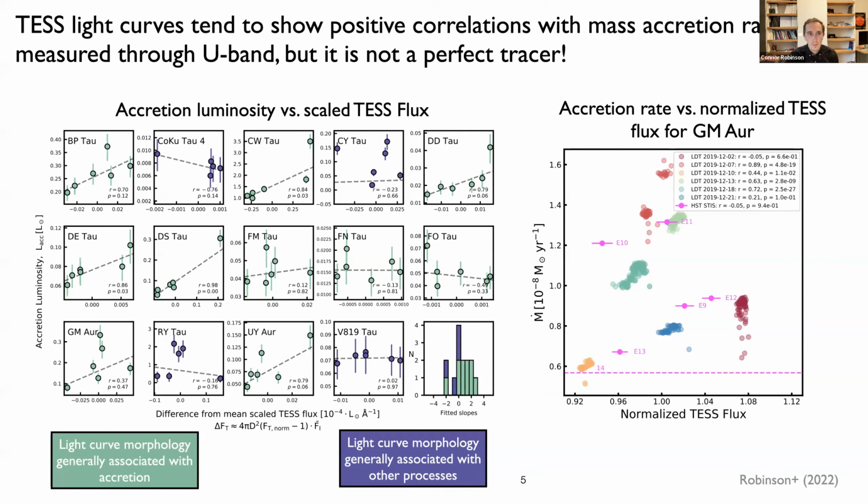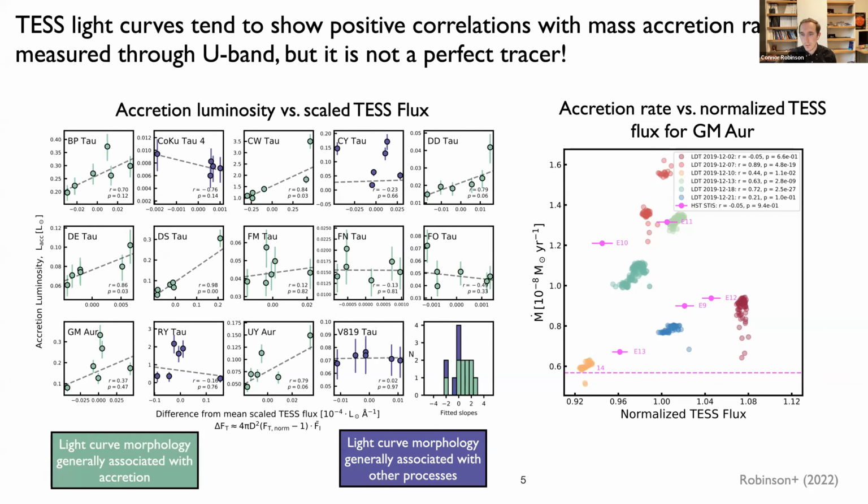As you can see, there typically are strong positive correlations between the mass accretion rate and the TESS flux. But if you look at the bottom right panel here, we see that there's a huge scatter in the fitted slope between these two parameters. So TESS is tracing the mass accretion rate, but it seems like it's not consistent from object to object.